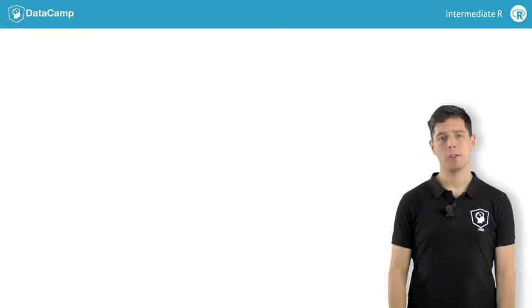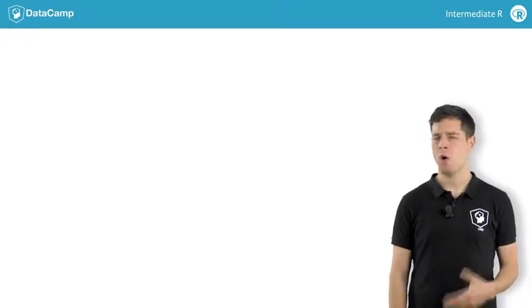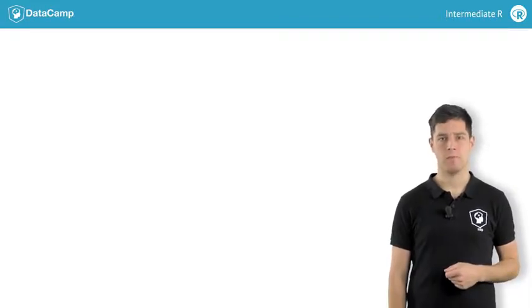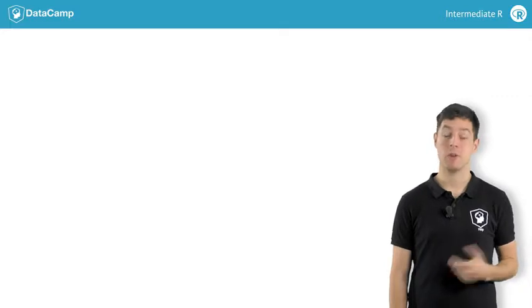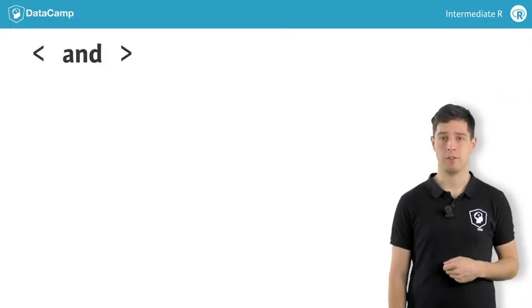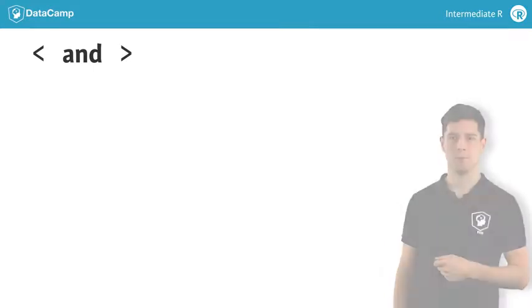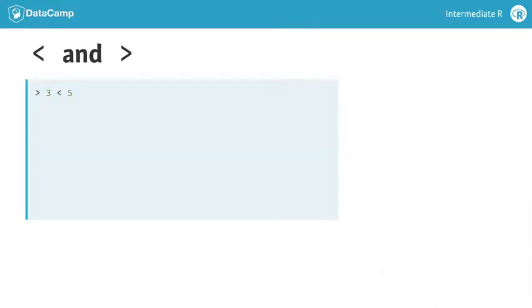Of course, there are also cases where you need more than simply equality and inequality operators. What about checking if an R object is less than or greater than another R object? This will not come as a surprise. You can use the less than or greater than sign for this. In the case of numerical values, here's a straightforward example. 3 less than 5 will evaluate to TRUE, while 3 greater than 5 will evaluate to FALSE.